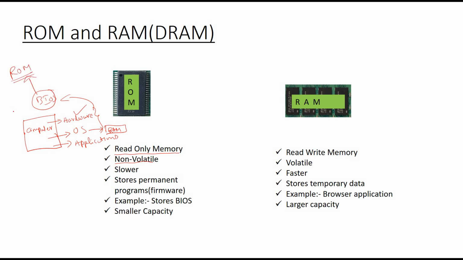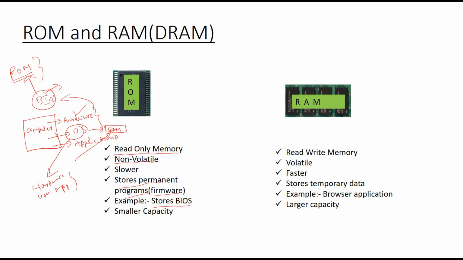So when the computer is switched on, the program or the instructions stored in ROM, for example BIOS, will be executed so that the hardware is initialized as well as the operating system is loaded into the memory of the computer. Once the OS is loaded, the OS takes the responsibility of interacting with the hardware as well as user application programs. So here the ROM contains the permanent instructions, for example BIOS, which is responsible for booting of the computer. It stores the permanent programs, which is also called firmware, and the capacity will be lesser. This ROM is also slower when compared to RAM.